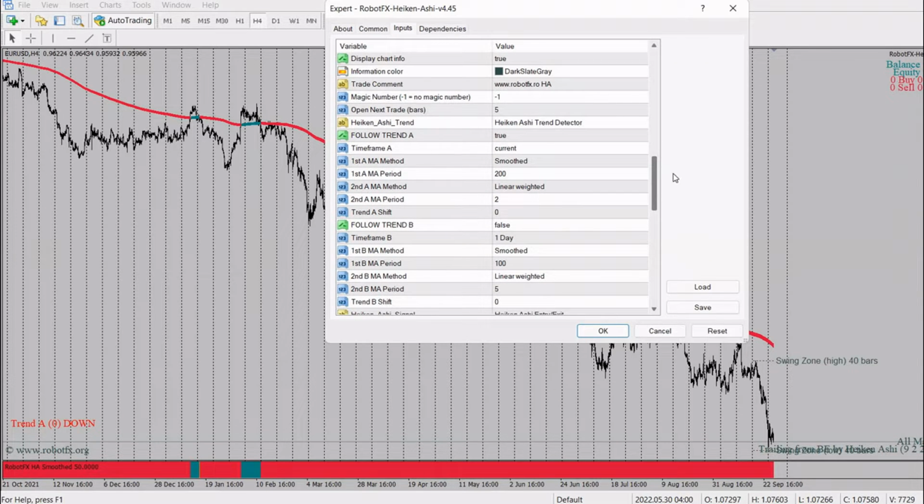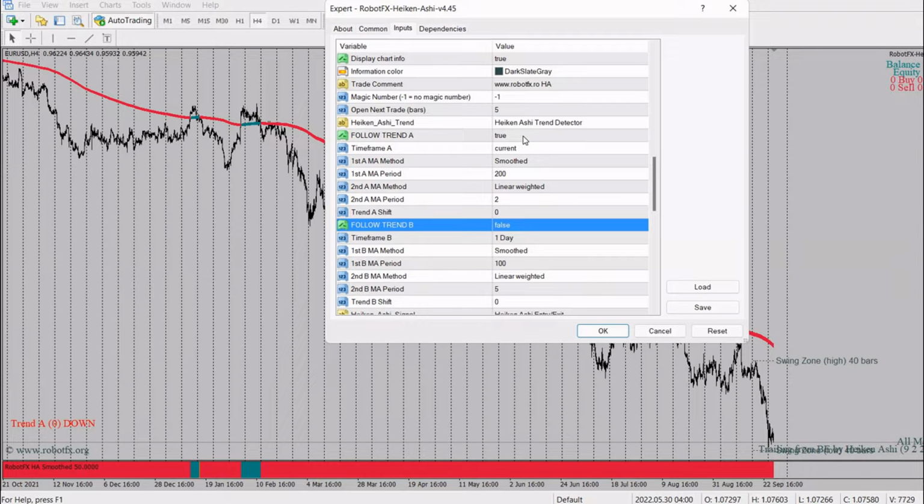You'll find that the Expert Advisor has two trend detectors, A and B. For the simplicity of this explanation, I'm going to use only one trend detector, which is A. I have disabled the second one by setting it to false, but you can, of course, set it to true and maybe use, again, the Heiken Ashi indicator to determine the trend on a higher time frame. That being the classic trade with the trend method: determine the trend on a higher time frame and trade accordingly on a lower time frame.